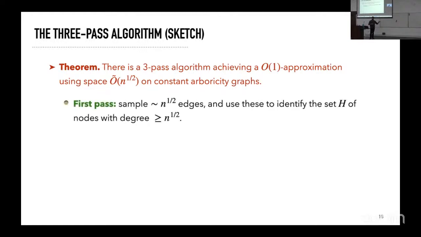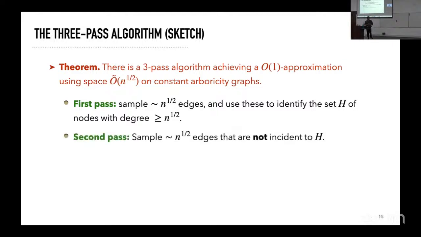So in the first pass, we sample about root n edges and use those edges to identify the set of heavy nodes, that is, the set of nodes with high degree, where the threshold is about root n. In the second pass, we sample root n edges that are not adjacent to any of the heavy nodes. So those are your shallow edges, if you like. There's another root n of those.